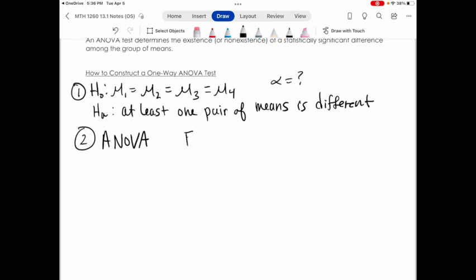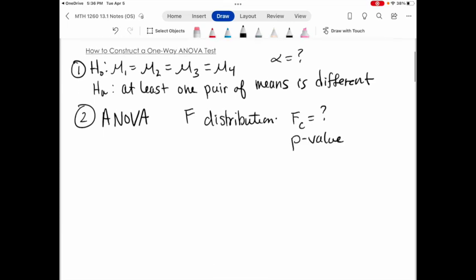And then we would use an F distribution, and we would look for our F critical value. Instead of using a T critical or a Z critical, because we're using an F distribution, we would find an F critical, and I'll show you how to do that in a moment. And then you're also going to look for your p-value.